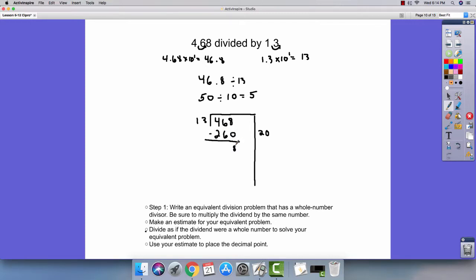Subtract. And now I still have 208 left to divide. And I know 13 can go into 208 at least 10 times. 10 times 13 is 130.